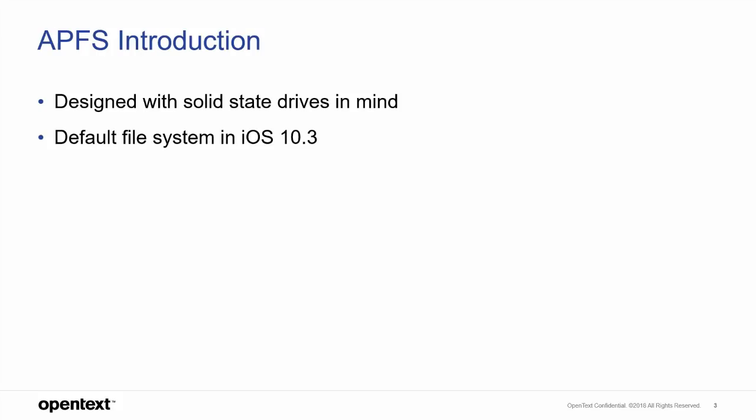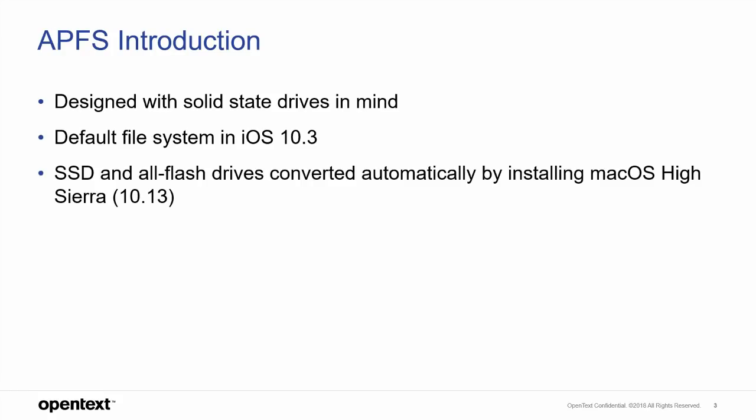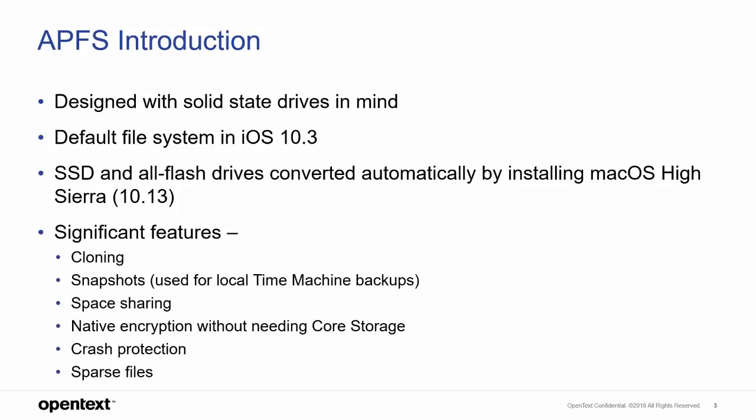The file system was introduced as the default in iOS 10.3. Standalone SSD drives are automatically converted to APFS when macOS 10.13 is installed. It's possible to override this behavior using a command line switch, but most users won't be aware of this. Some of the file system's most significant features are listed here. We will be discussing snapshots, space sharing, native encryption and crash protection in more depth shortly.